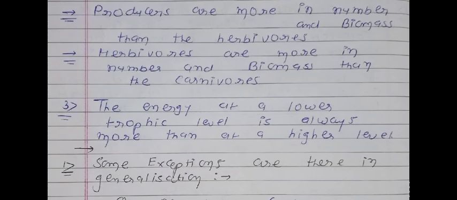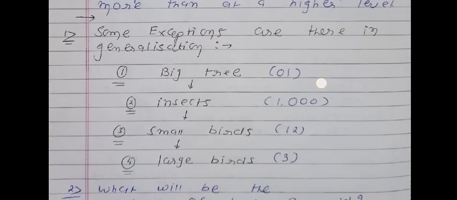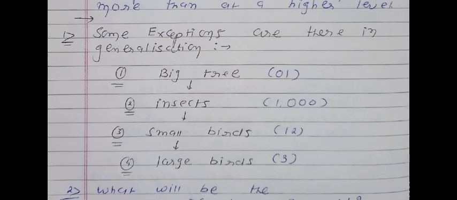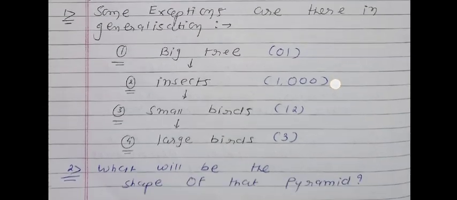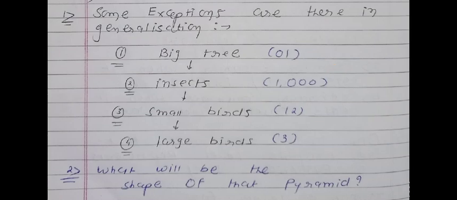The energy at a lower trophic level will always be higher compared to the higher trophic level. Now see, some exceptions are there in generalization. So we have one condition, one ecosystem. In this ecosystem there is one big tree.